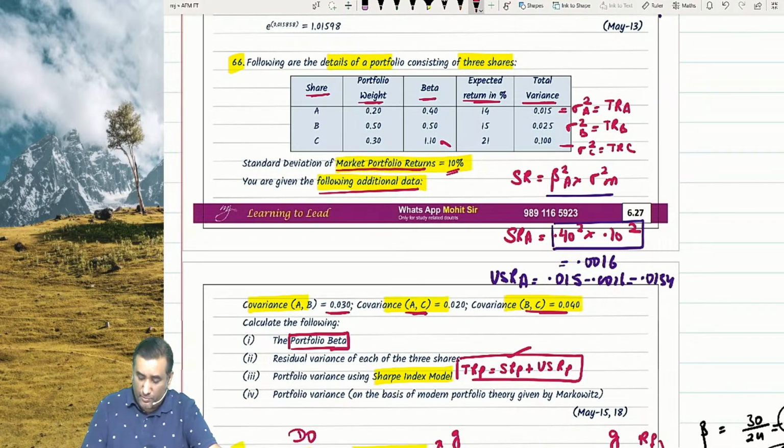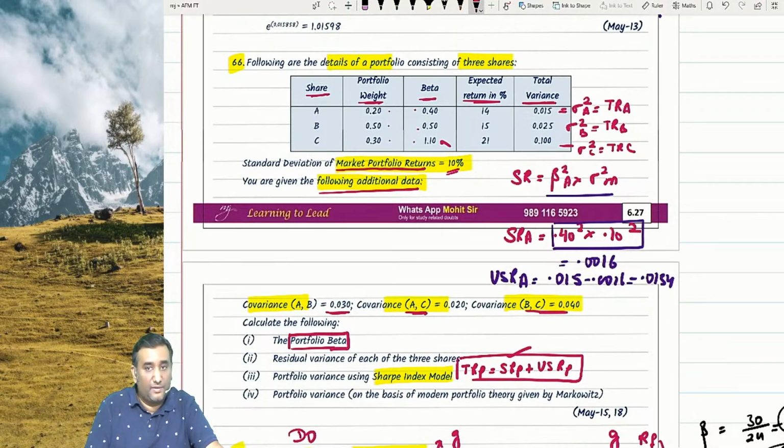Portfolio beta, how will I do it? Just simply do it on the calculators. Apply your calculation skills: 0.4 into 0.2, 0.5 into 0.5, 1.1 into 0.3. 0.66.